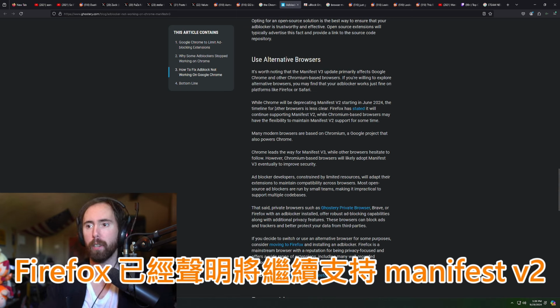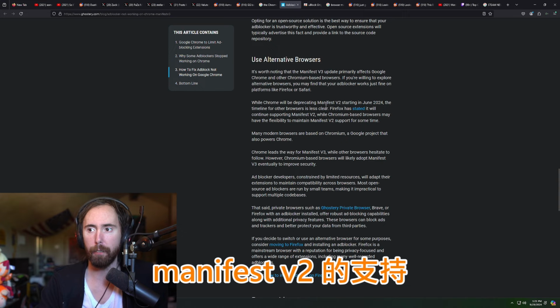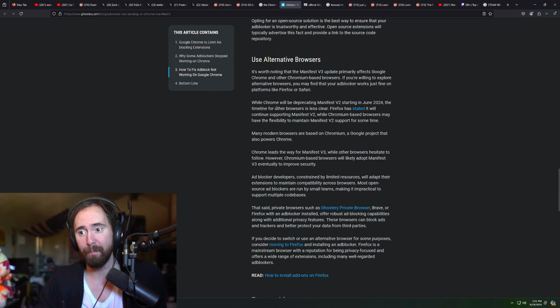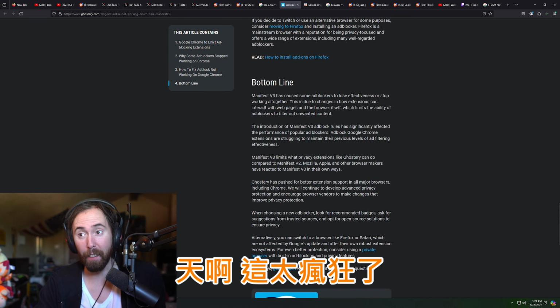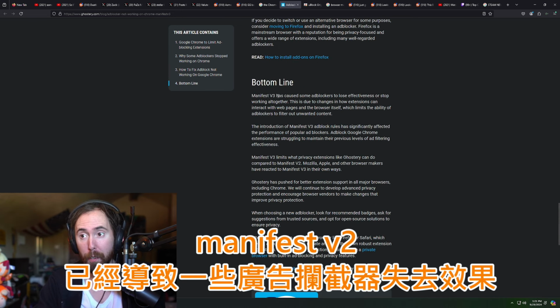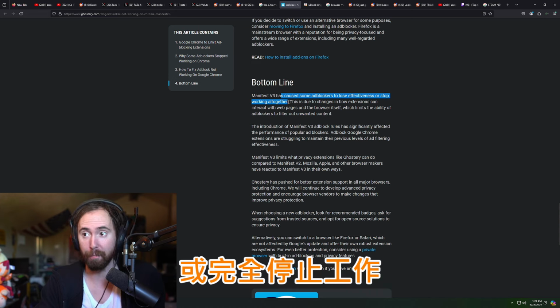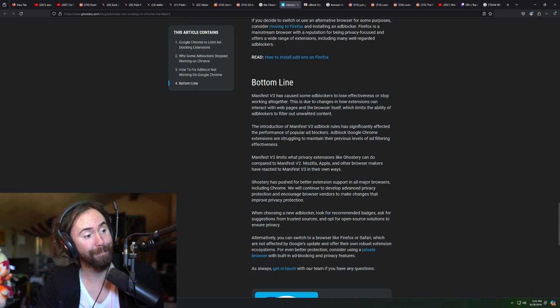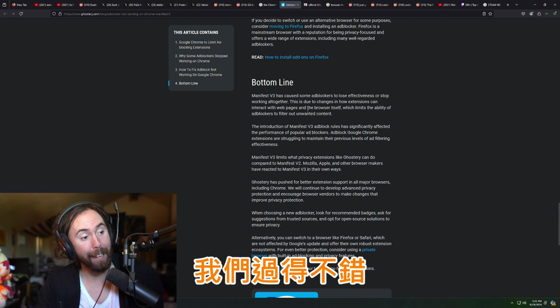Firefox has stated that it will continue supporting Manifest V2, while Chromium-based browsers may have the flexibility to maintain Manifest V2 support for some time. Man, that is crazy. Manifest V2 has caused some ad blockers to lose effectiveness or stop working altogether. Well, we had a good run.